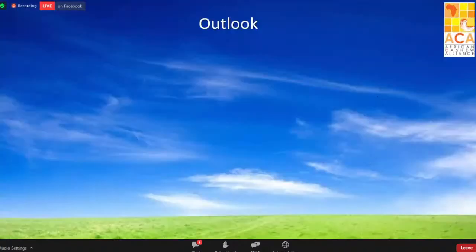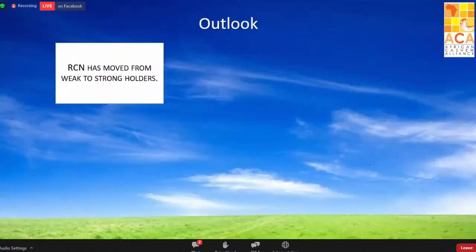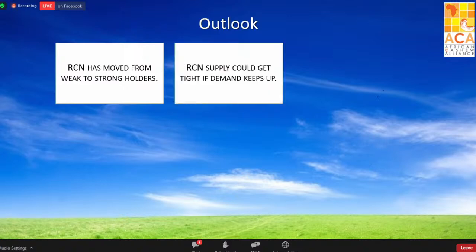So let's have a quick look then at the outlook. What has happened is that RCN has moved from weak holders to strong holders. It's either now with traders, importers, or processors, much stronger holders, and that caused prices to spike up, as you've seen, no doubt, over the last few weeks, with then softening over the last 10 days or so. The supply of RCN could get tight if demand stays at levels that we've seen so far this year, which is effectively about 12%, exports up about 12% from Vietnam.